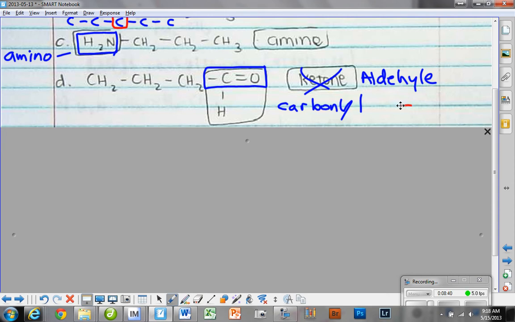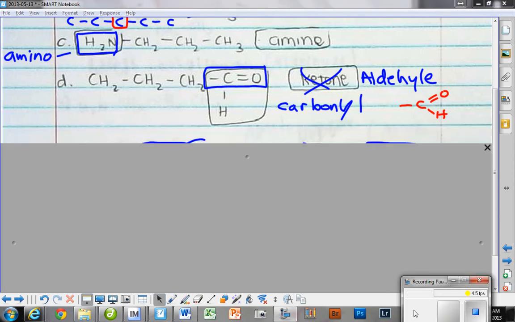I'm going to put dash, carbon, double bond O up here, hydrogen down here, right? There's a hydrogen down there. That's the way you see it in my tutorial. Have you all got my tutorial up? The organic chemistry tutorial?